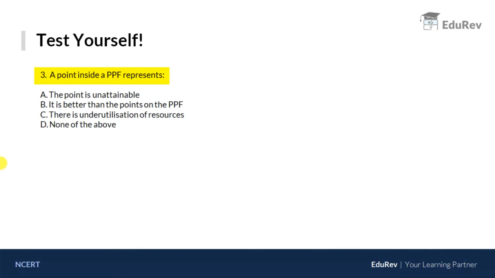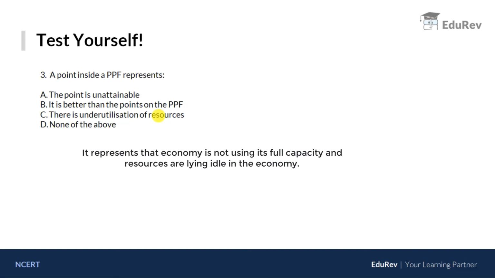And the last question: a point inside a PPF represents what? That the point is unattainable, that it is better than the points on the PPF, that there is underutilization of resources, or none of the above? It represents underutilization of resources as discussed right now, and A is a point which lies just inside the PPF, and that implies that there is underutilization of the capacity that the economy has, right?